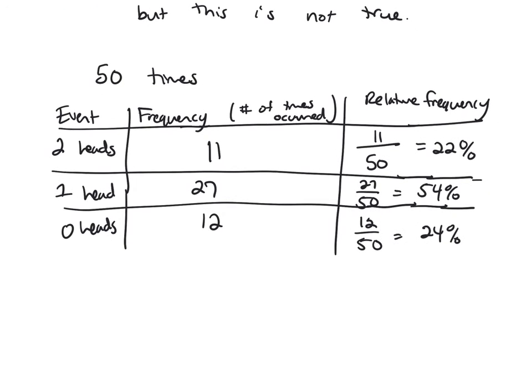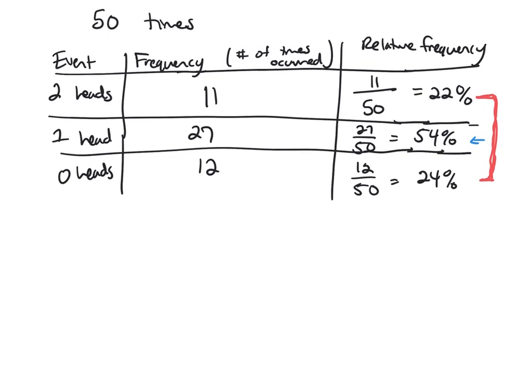So if you look and notice here, you'll see that 2 heads and 0 heads, the percentages are pretty similar, 22% and 24%. But this one here, 1 head, occurs a whole lot more often, 54%. So why is this the case?